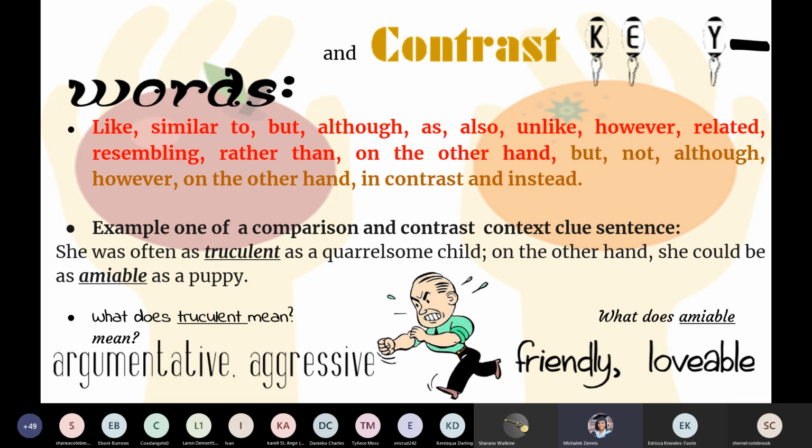She was often truculent as a quarrelsome child. On the other hand, she could be as amiable as a puppy. Now, can someone tell me what they think the word truculent means? What do you think truculent means? Violent, rude, short temper. Anyone else? Aggressive. Anyone else?